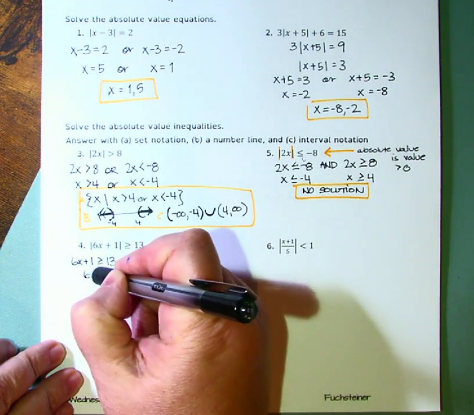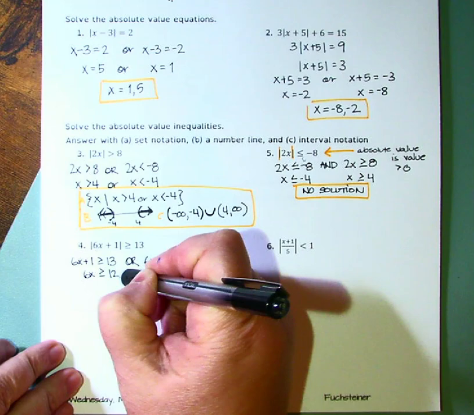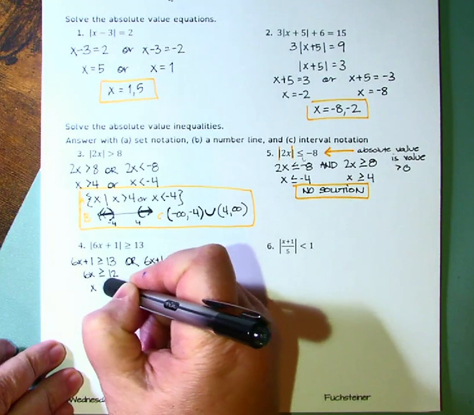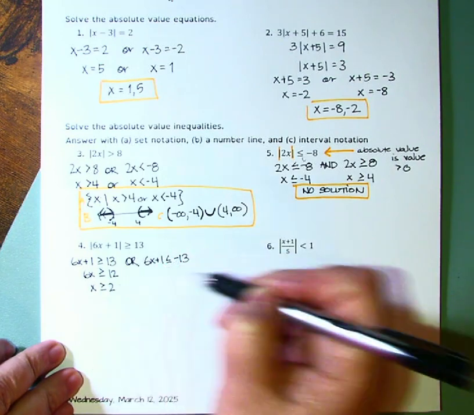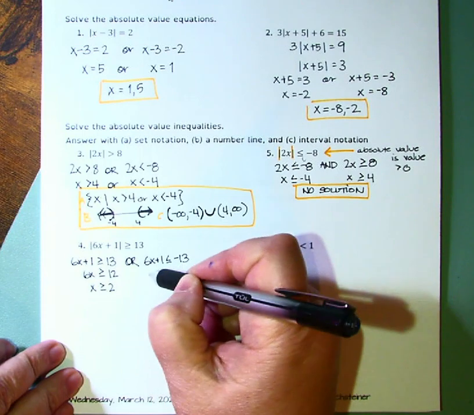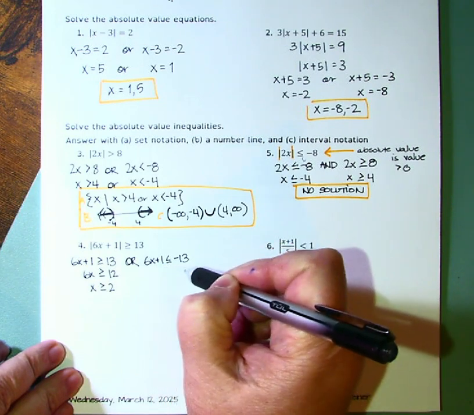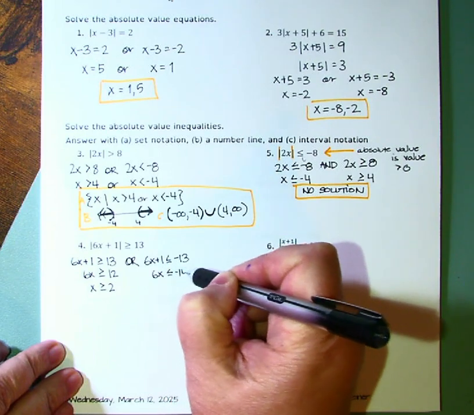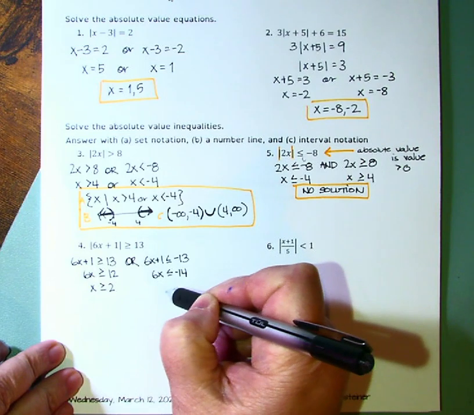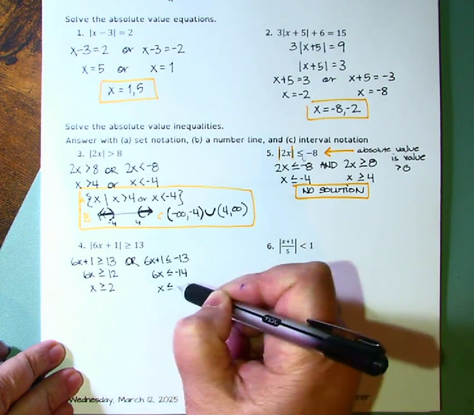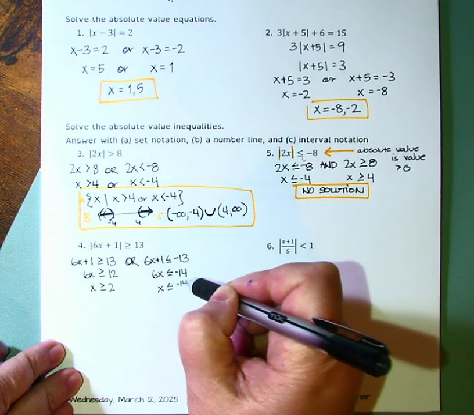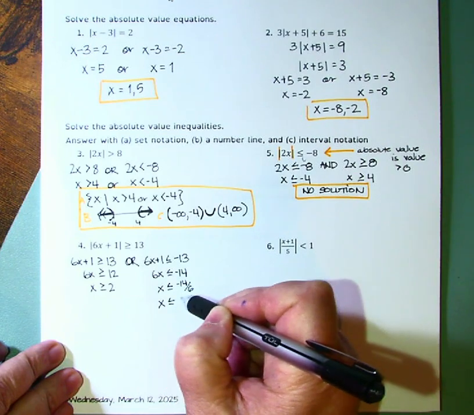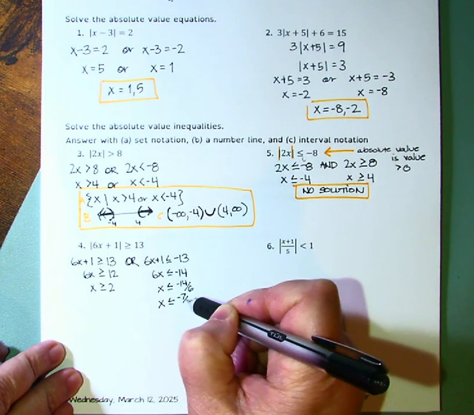I'm going to subtract 1 from both sides to get 6x is greater than or equal to 12. Then I'm going to go ahead and divide both sides by 6. X is greater than or equal to 2. It could also be true that 6x plus 1 is less than or equal to negative 13. 6x is less than or equal to negative 14. Dividing both sides by 6, I get x is less than or equal to negative 14 over 6, which reduces so that x is less than or equal to negative 7 over 3.